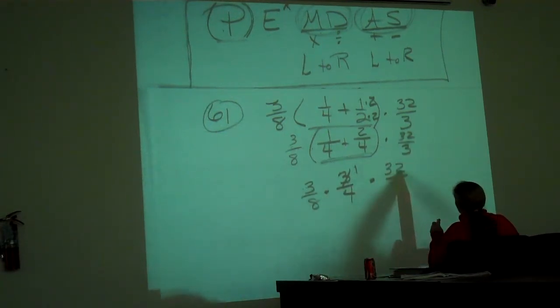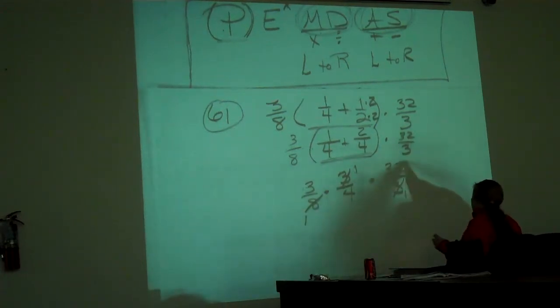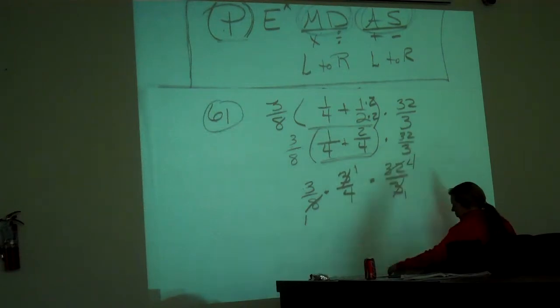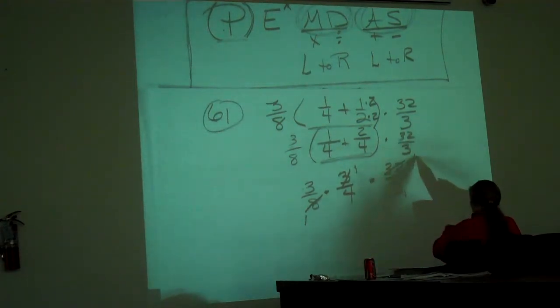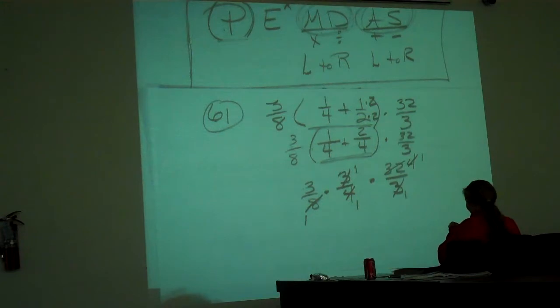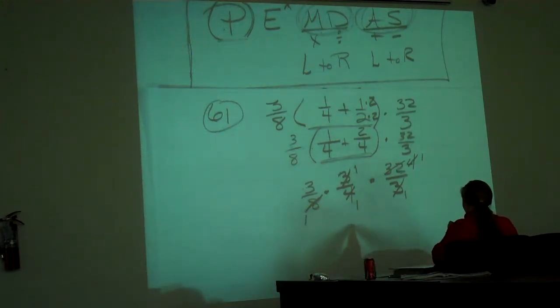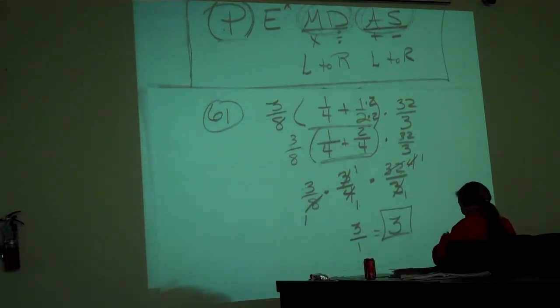How about 32 and 8. Divide by 8, 4 is 4. And the 4's, right? The top and the bottom on the 4's. So we have 3 times 1 times 1 is just 3, right? 1 times 1 times 1 is 1. So our answer is just 3.